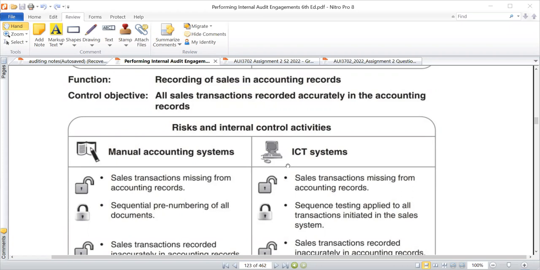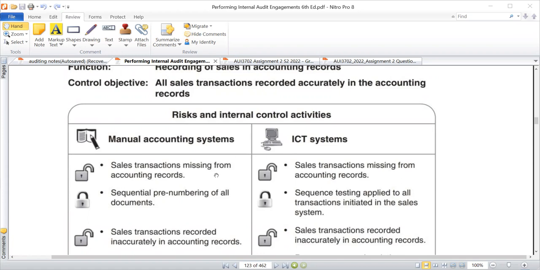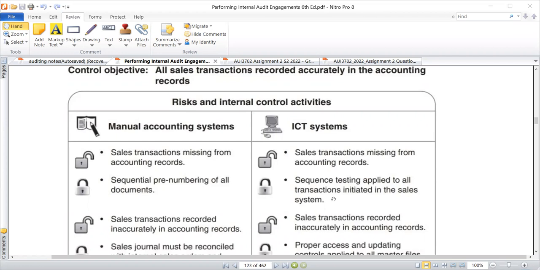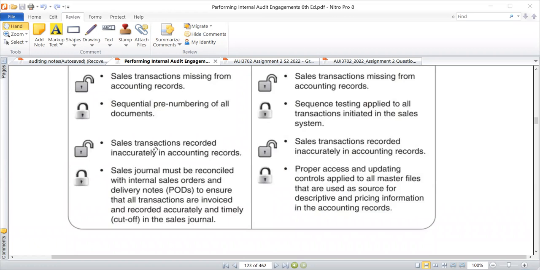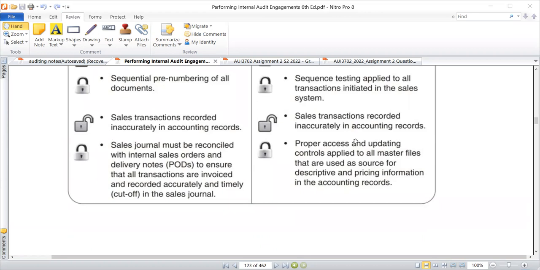So now look at this. There are different risks that you've been given. Sales transactions missing from accounting records. So how do you deal with this? Sequential pre-numbering of all documents should happen. This is the first column, risks and internal controls where it's a manual system. So in other words, there's no computer involvement. But if you're using a computerized system, they also give you the same thing, the risk that could happen in that environment and the relevant control as well, right? So look at this, sales transactions recorded inaccurately in accounting records, okay. Same thing can happen even in a computerized environment. That's it.